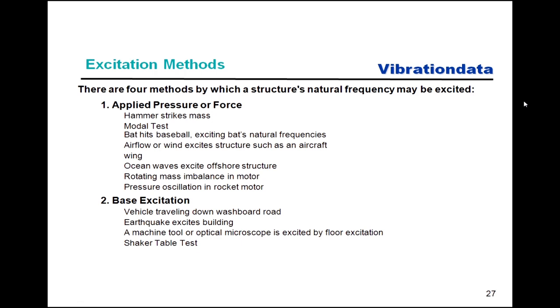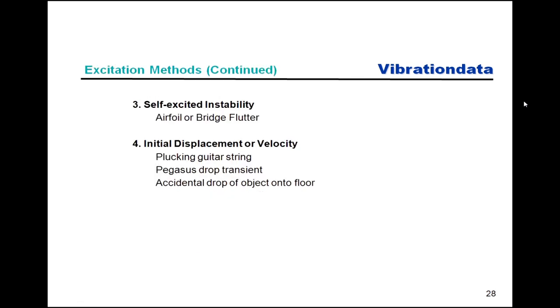Then the second way is base excitation. This could be a vehicle traveling down a washboard road. It could be a seismic excitation of a building, or a shaker table test where we have an avionics box mounted on a shaker table. There could also be self-excited instabilities or negative damping or airfoil or bridge flutter. And then there can be initial displacement or velocity, such as plucking a guitar string. And what we're going to be doing in the upcoming slides is go over examples of each of these types of excitations.